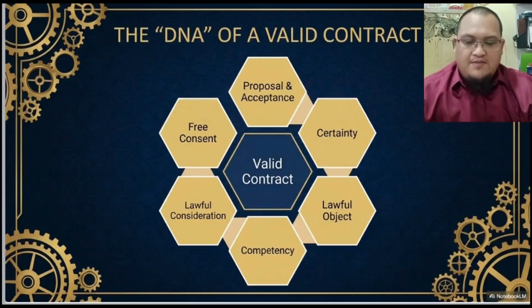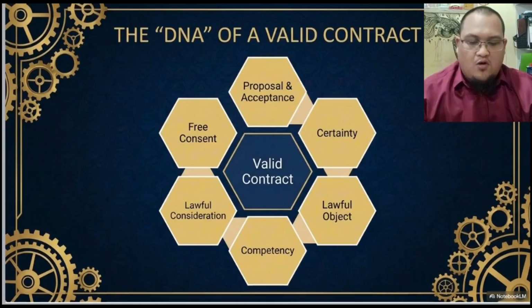The third element is lawful consideration. A contract must contain consideration that is lawful under the law. The fourth element is competency. The parties entering into the contract must have legal capacity, such as being of legal age and mentally sound. The final element is lawful object. The purpose of the contract must be legal and must not be against the law or public policy. When all these elements are fulfilled, the contract can be considered valid and enforceable in court.